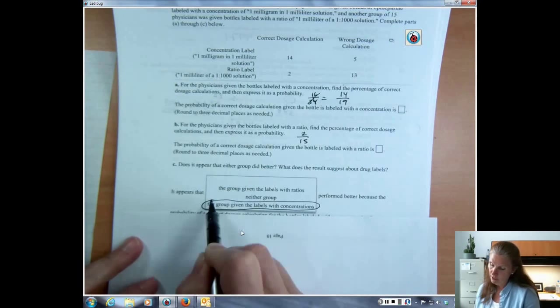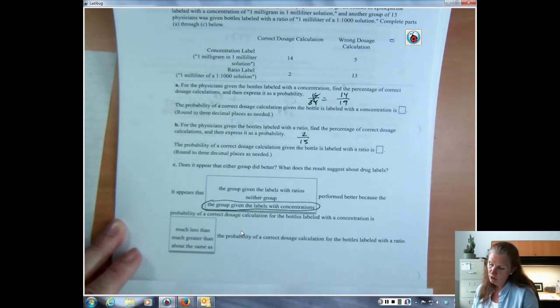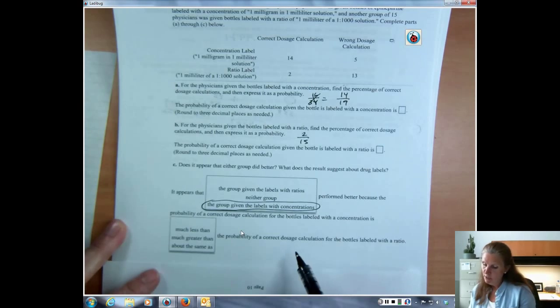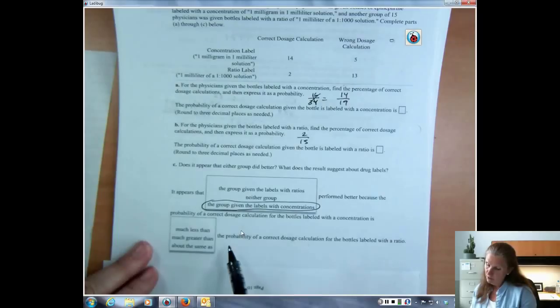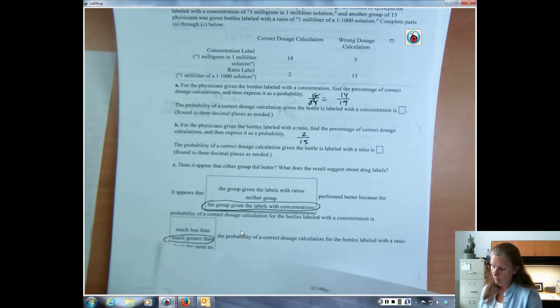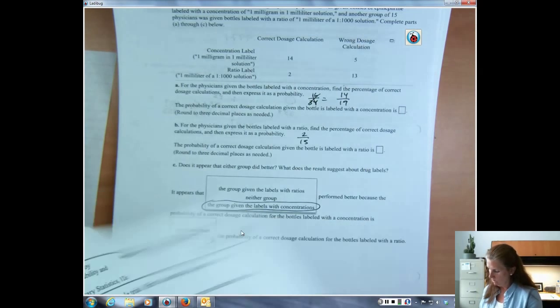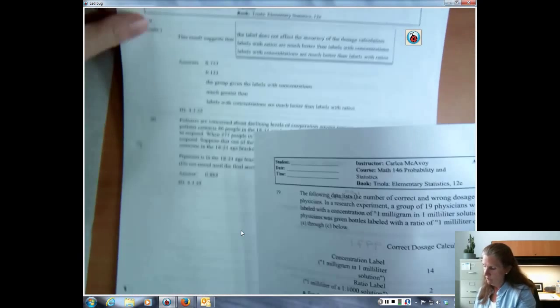They had fewer mistakes. The probability of a correct dosage calculation for the bottles labeled with the concentration is much greater than for those with the ratio. So I guess you want to do the concentration, not the ratio, if you don't want people to die all the time from incorrect medications, which is a really common mistake in hospitals. There's a good chance that you know somebody who had that happen to them.